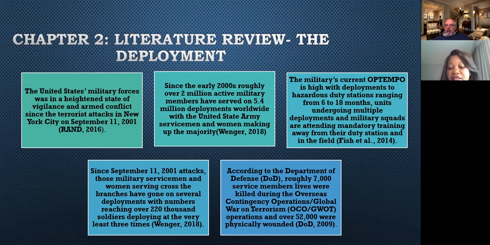According to the DoD, or Department of Defense, roughly 7,000 service members' lives were lost during the Overseas Contingency Operation, or the GWOT, the War on Terrorism. The members' lives were lost.